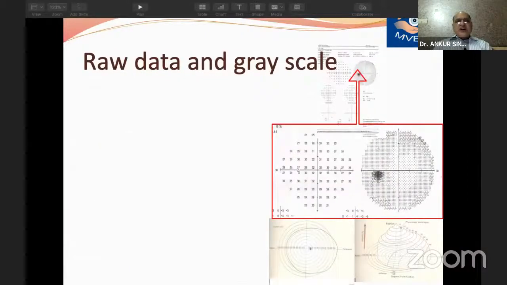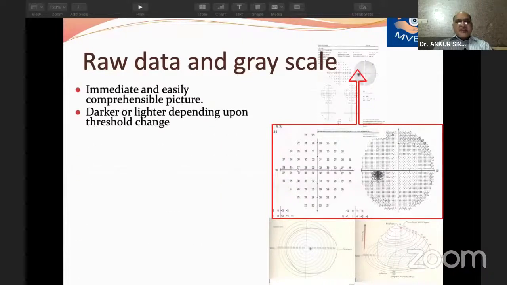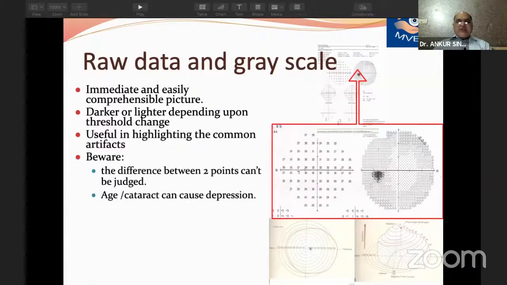Then we move on to the raw data and the grayscale. It gives you an immediate and easily comprehensible picture. It has lighter and darker colors depending upon the threshold change. It is useful in highlighting the common artifacts, but one should be aware that it is not giving you a difference between the 2 points, and it can show depression because of age and cataract.